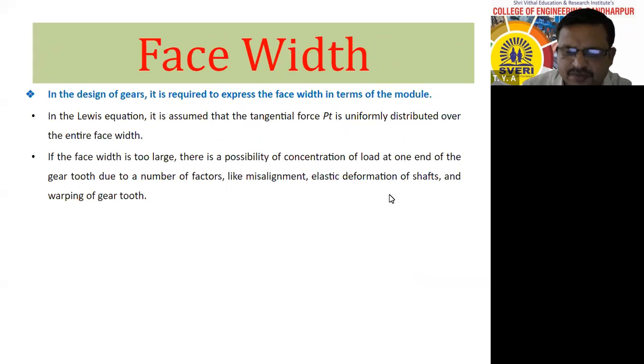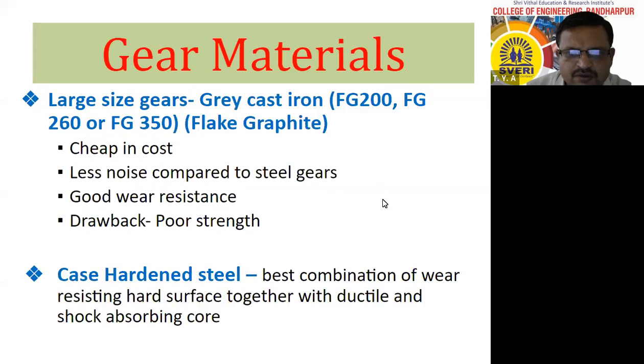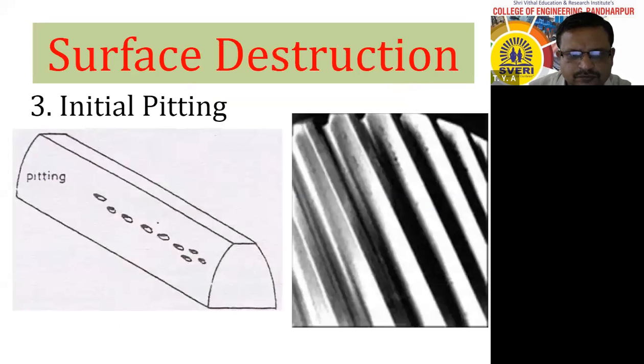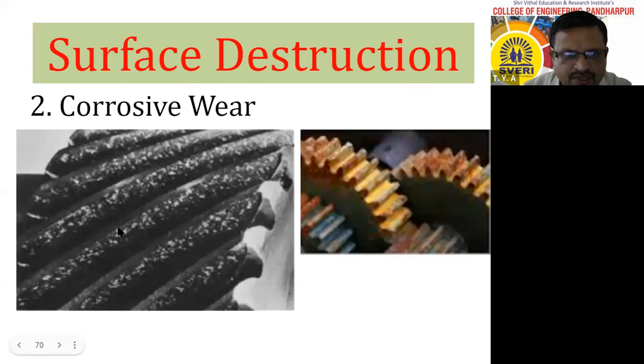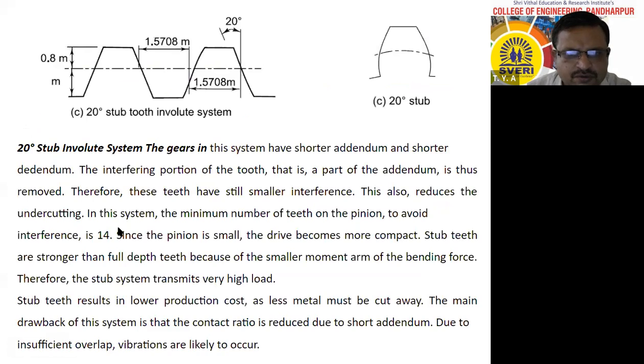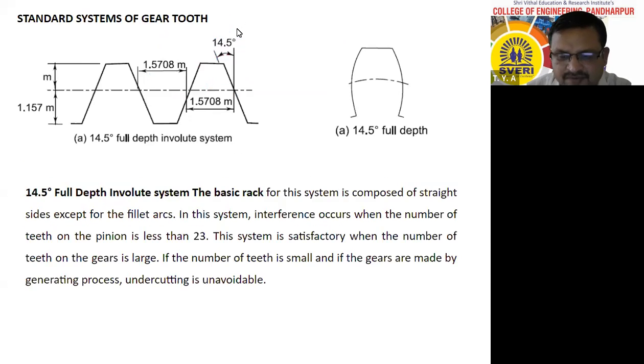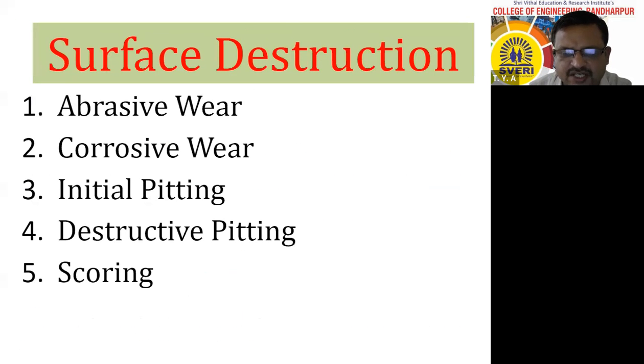Now next we have seen face width. Face width means what? I will show you in the figure. This total length is known as face width. Again, I will show you. See, this total length of the gear tooth, the length of the gear tooth measured parallel to its axis, is known as face width. Now, there are certain considerations that face width should not be too large and should not be too small. Therefore, the optimum size of face width we have to take as 10 times module.